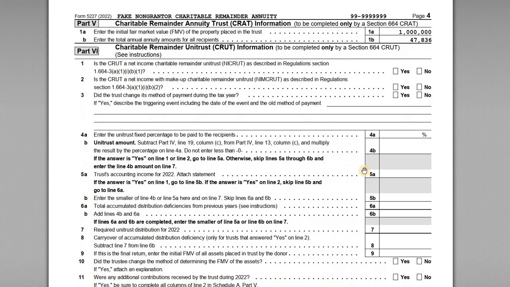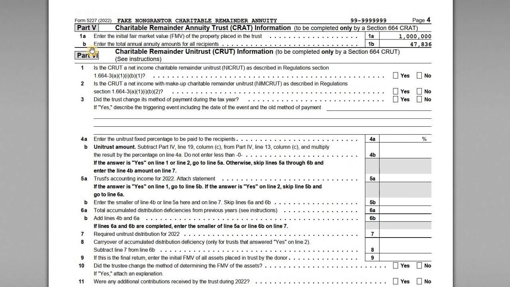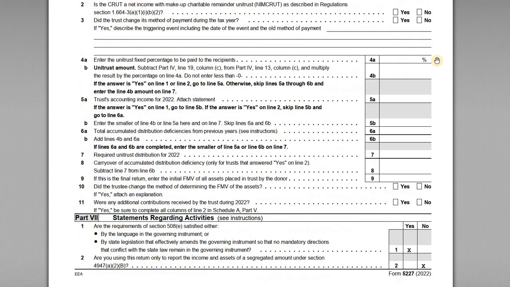Okay, so now if we go to part 5 and 6, part 5 is the Charitable Remainder Annuity Trust amount. Now notice here that part 5 applies to a CRAT, but if we had a CRUT, we would do part 6. So part 6 would be completed for a CRUT, but we have a CRAT, so we're only doing part 5, and we can leave part 6 blank. So 1A, the initial FMV of the property placed in trust is $1 million, and enter the total annuity amounts for all recipients that was paid during the year. Now, the trust agreement said 6%, but we have an initial short year, so we have that prorated amount, $47,836.